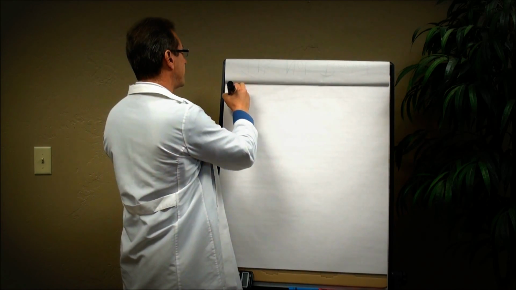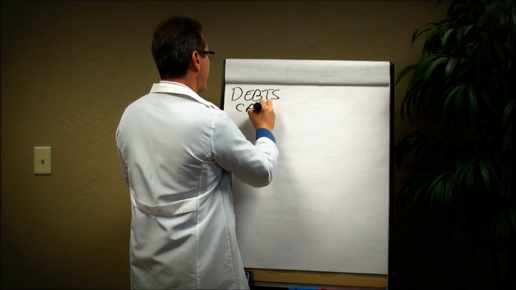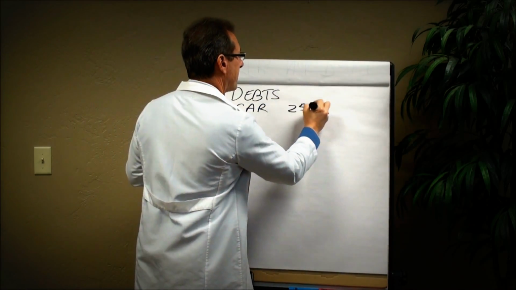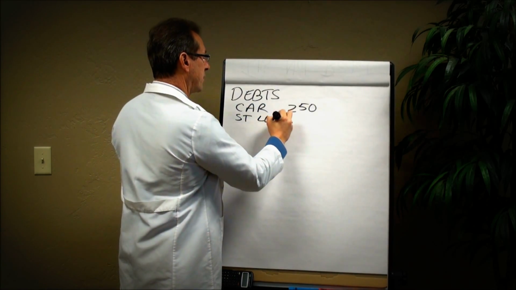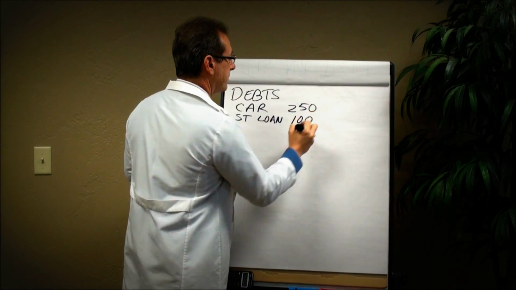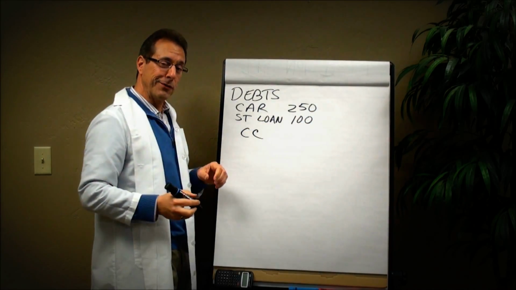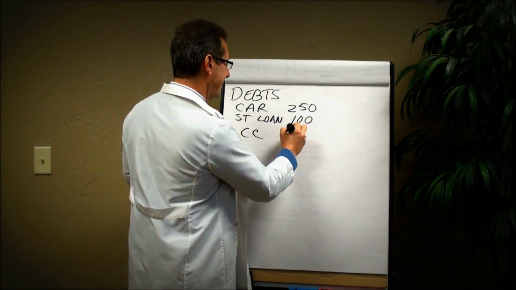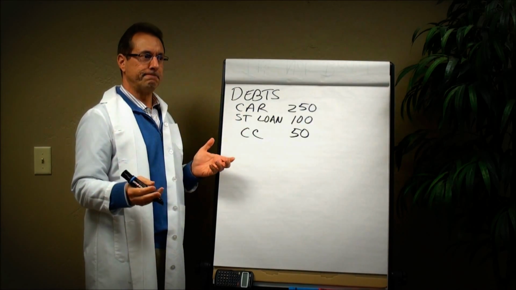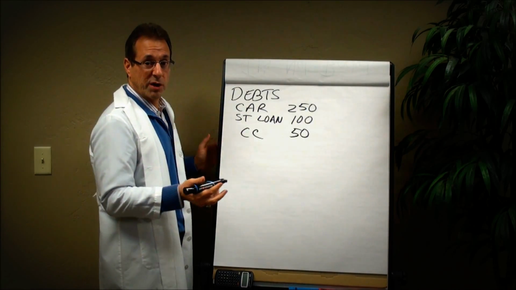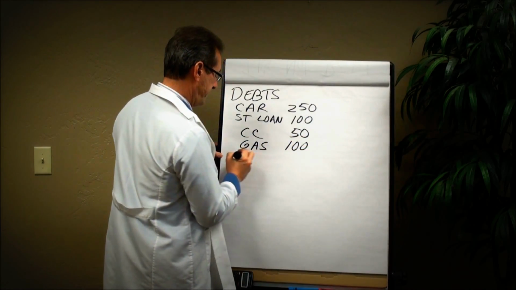Let's start off with your debts. Let's say you have a car for $250 a month, and student loans, a lot of people have student loans, $100 a month. And what else do you have? Credit cards, probably. So that Lowe's card that you use to buy all your stuff and your tools. We'll say credit cards are $50 a month. And what else? Gasoline. That's a big one. Practically have to get a mortgage just to get gas. So how about a gas card for $100 a month?